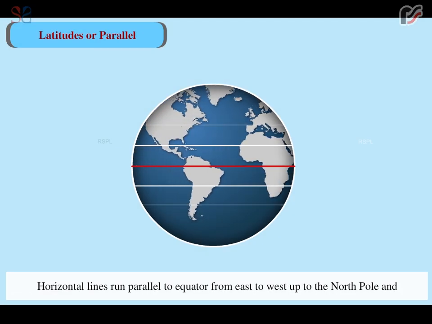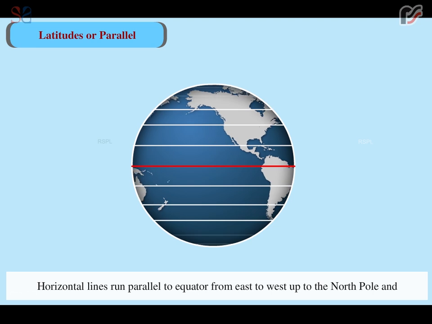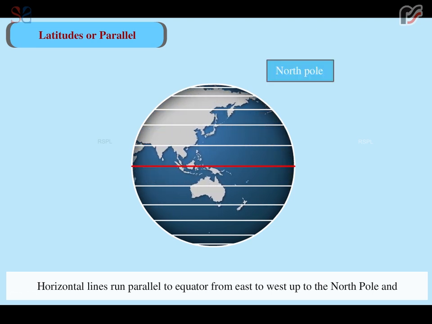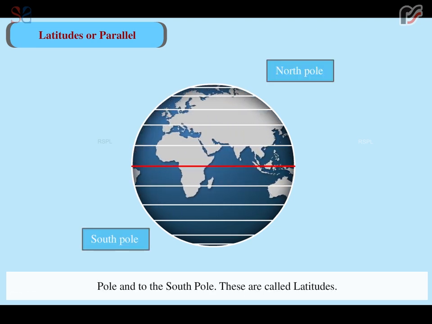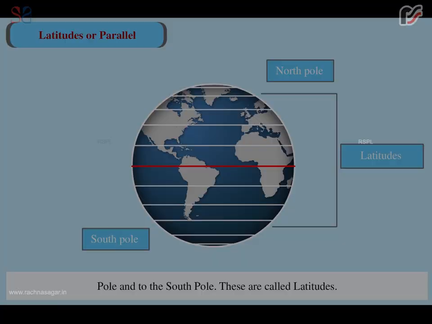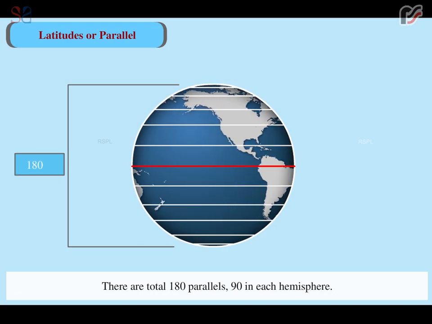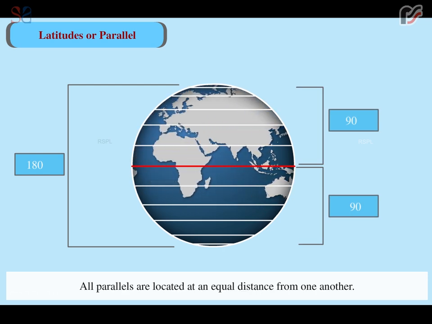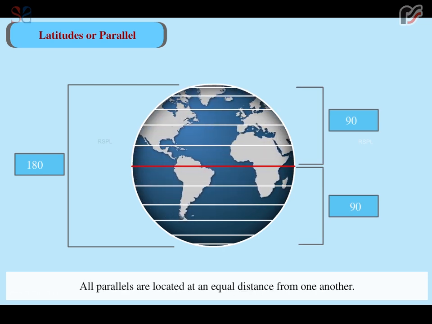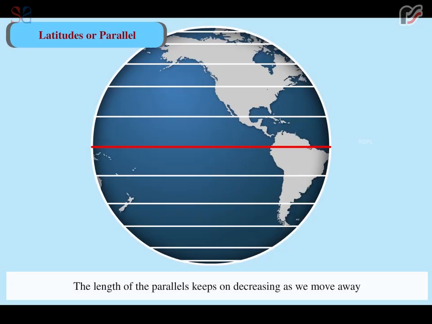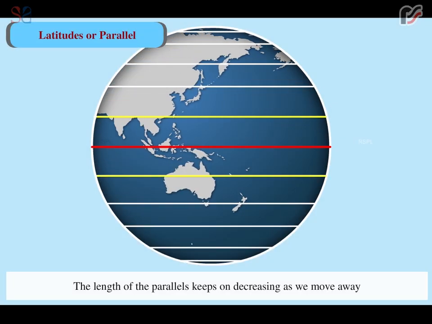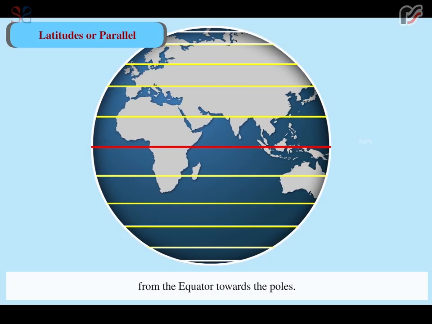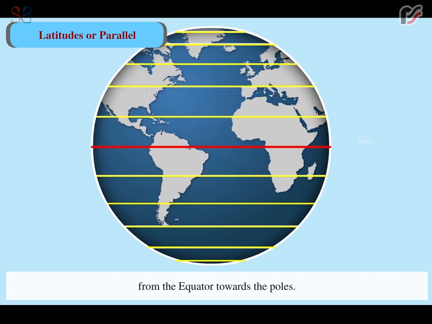Horizontal lines run parallel to equator from east to west up to the North Pole and to the South Pole. These are called latitudes. There are total 180 parallels, 90 in each hemisphere. All parallels are located at an equal distance from one another. The length of the parallels keeps on decreasing as we move away from the equator towards the poles.